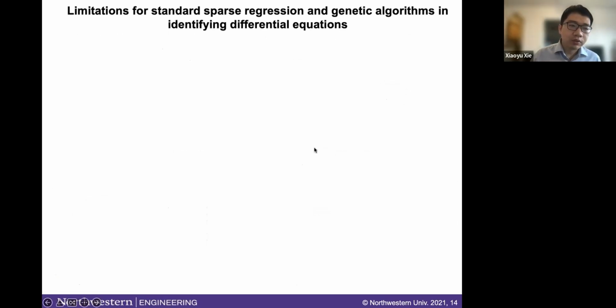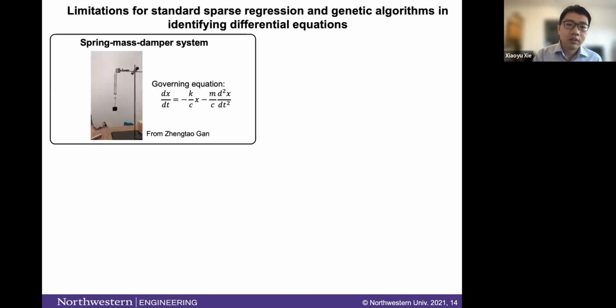So the next thing is we try to explain how we can combine this approach with sparse regression like SINDy and discover differential equations, because some data are time-varying data. So here, if we take a look at a simple equation like a spring mass damper system.